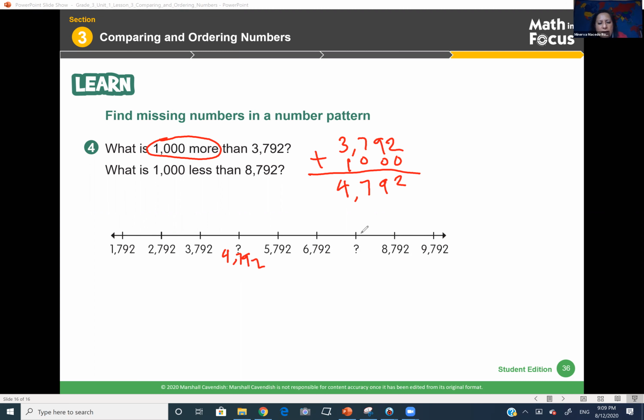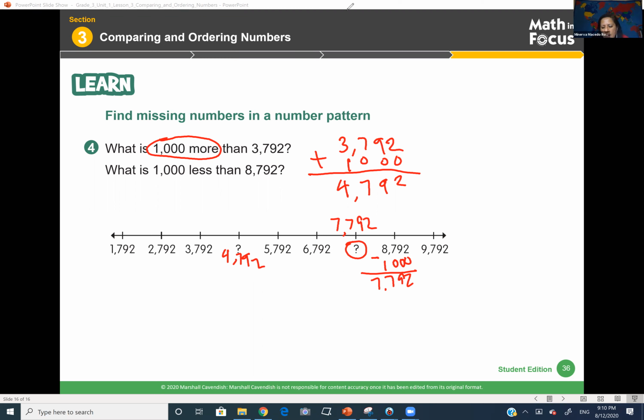4,792. And if I keep going, or I subtract, because now it's going to send me to a minus 1,000, it's going to show me now minus 1,000, minus 1,000, minus 1,000. So I'm going to be subtracting the thousands. So minus 1,000 to find the missing number here. So that's 2, that's 9, that's 7, and 8 minus 1 is 7. So the answer is going to be 7,792.